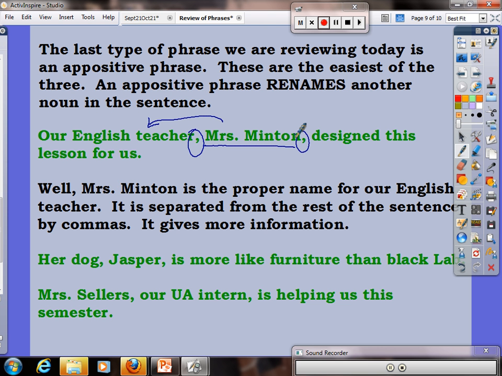Her dog, Jasper, is more like furniture than a black lab. Jasper is the appositive, renaming dog, and I've got the commas. That's usually your hint right there. Mrs. Sellers, our UA intern, is helping us this semester. Our UA intern is Mrs. Sellers, and I have my commas. All right, so those are all appositives. Anytime you have a noun in the sentence, if you want to rename it to give more information, that's what you would use.